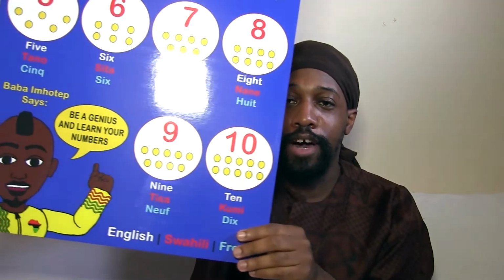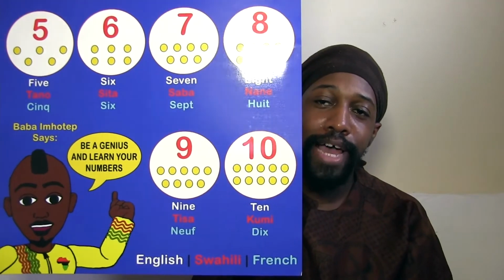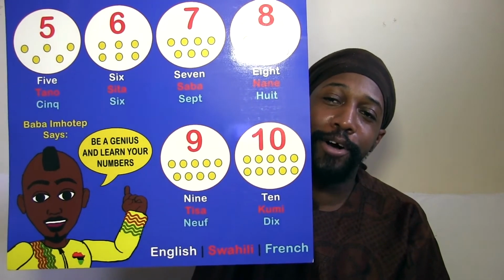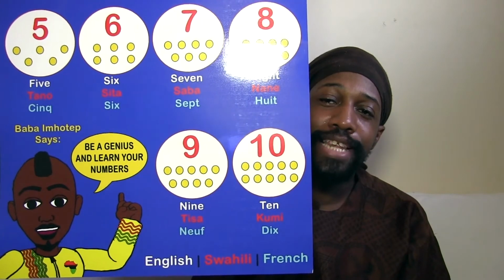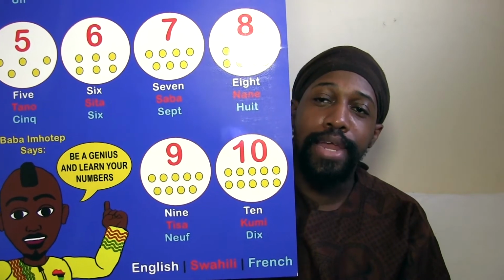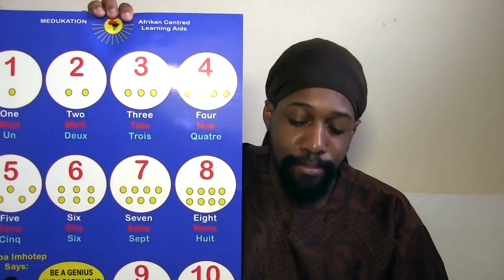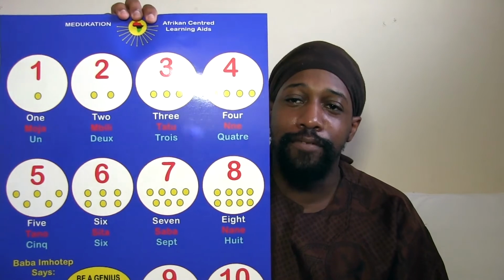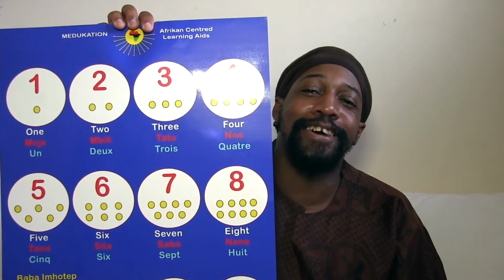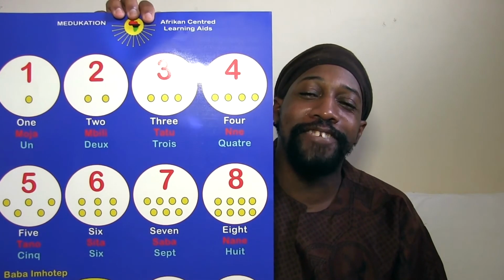At the bottom here you have the characters. Baba Imhotep, you can see down there saying, be a genius and learn your numbers. So these are the kind of things I developed myself. They've been off the market for a while, so I've just got them back, so I'm taking an opportunity to just fling them in the video so people can see them.